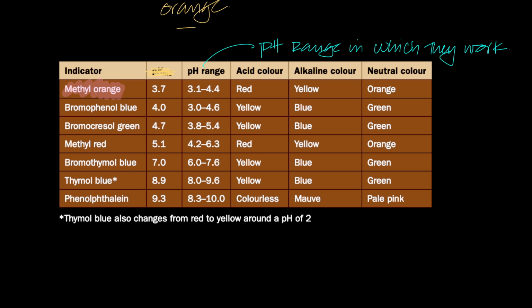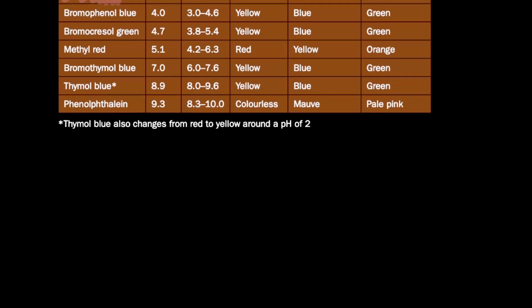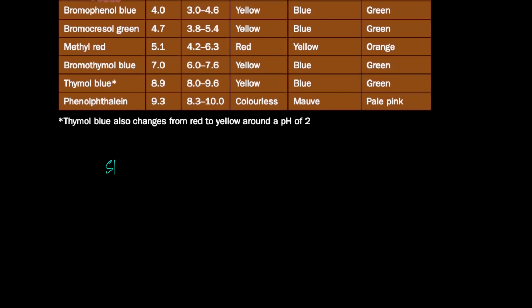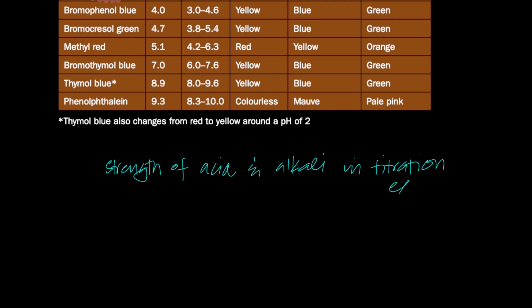Well, understand that the correct choice of indicator depends on the strength of the acid and base. I'll say alkali. It depends on the strength of the acid and the alkali or the base in the titration experiment. Right? So which indicator to actually select for your titration experiment? That you learn through the idea of the strength of acids and bases.